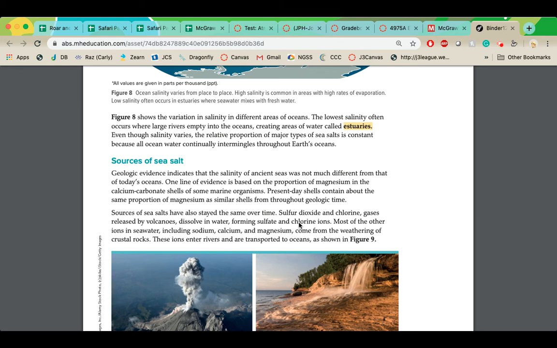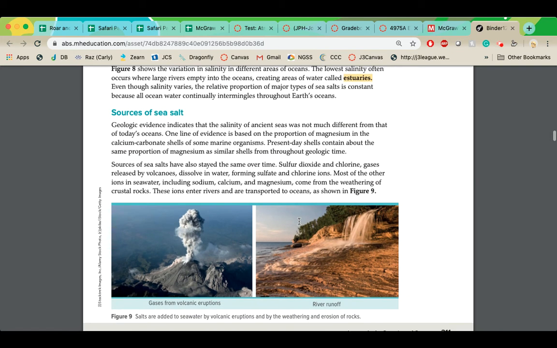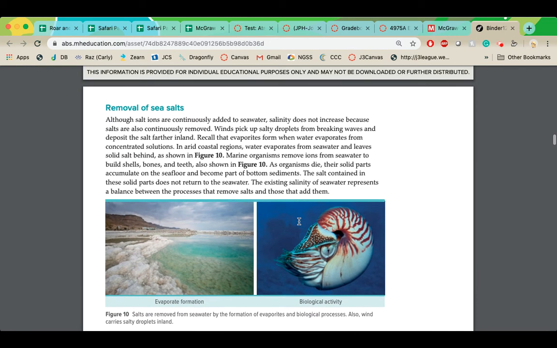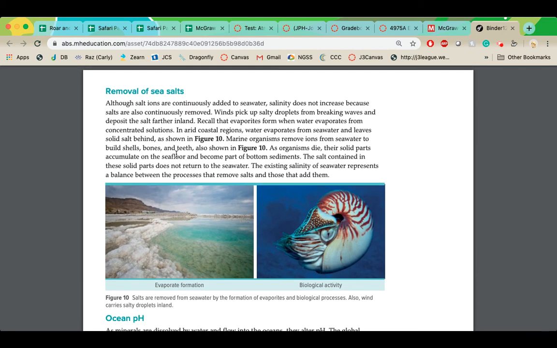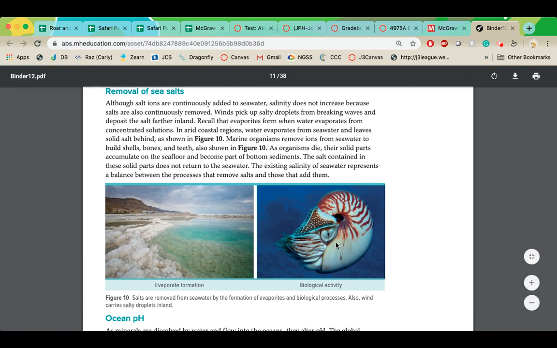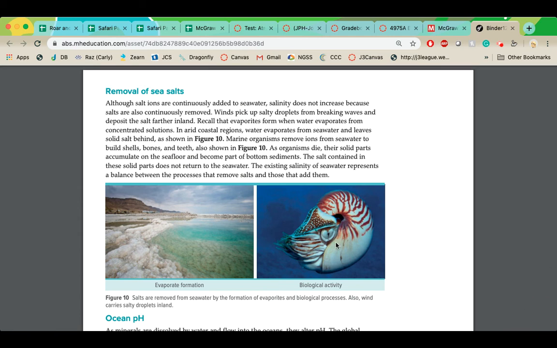So there are different sources of salt, a lot of which is from the land. And salt is somewhat removed from the oceans by evaporation. You can have salt collecting, you can have wind blow it off of the oceans, and some is taken out by humans and sometimes even by other organisms that accumulate it in their bodies.